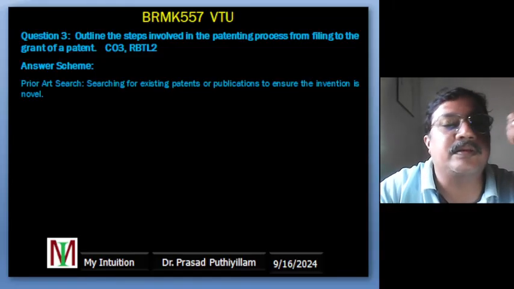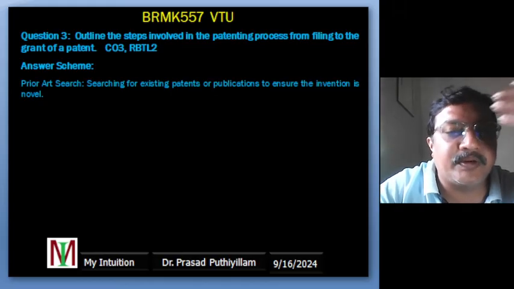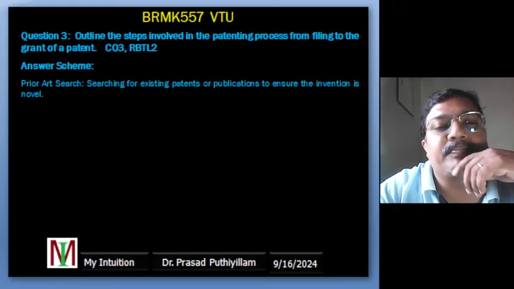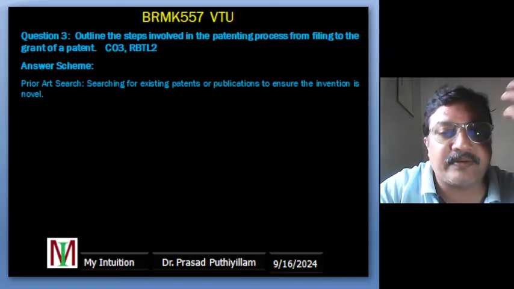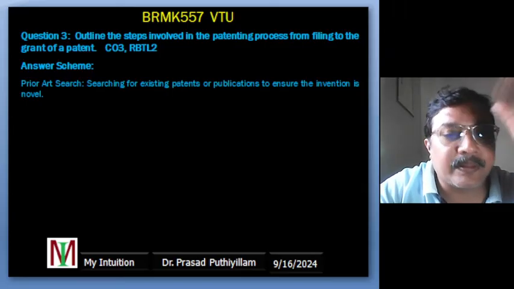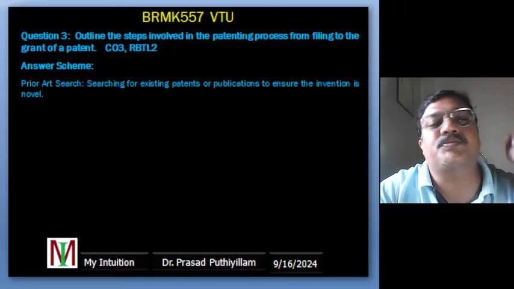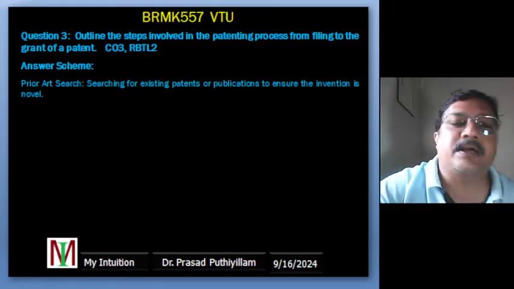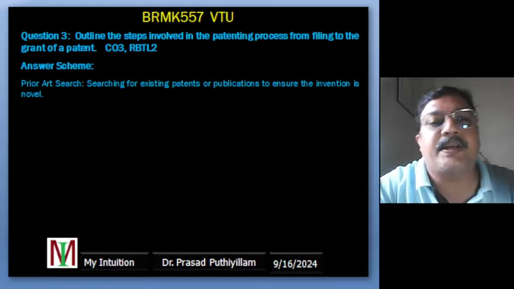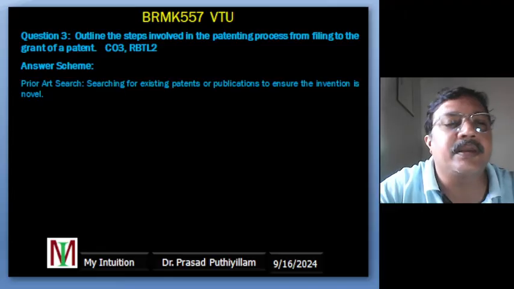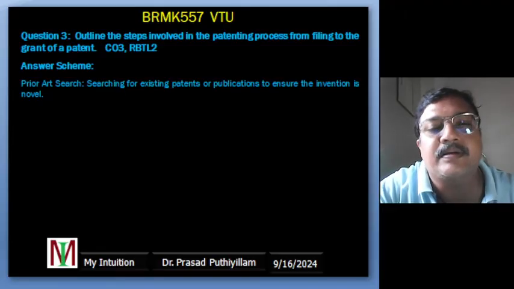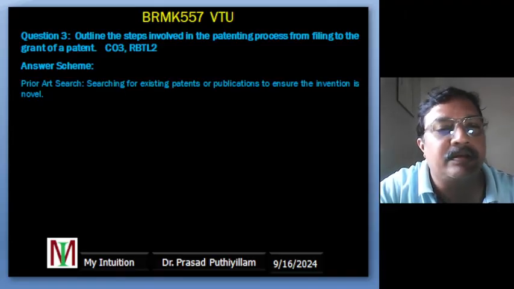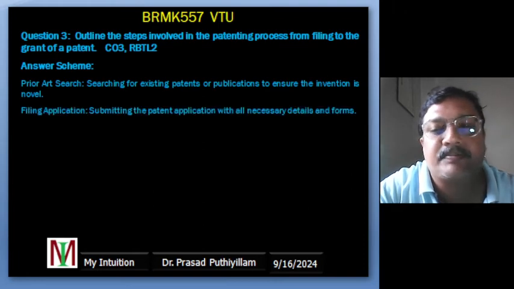Imagine that we invent a new type of eco-friendly plastic. Before we apply for a patent, we do a prior art search to make sure that no one else has already made the same plastic. If someone else has already done it, then we cannot get a patent for that idea or that work.